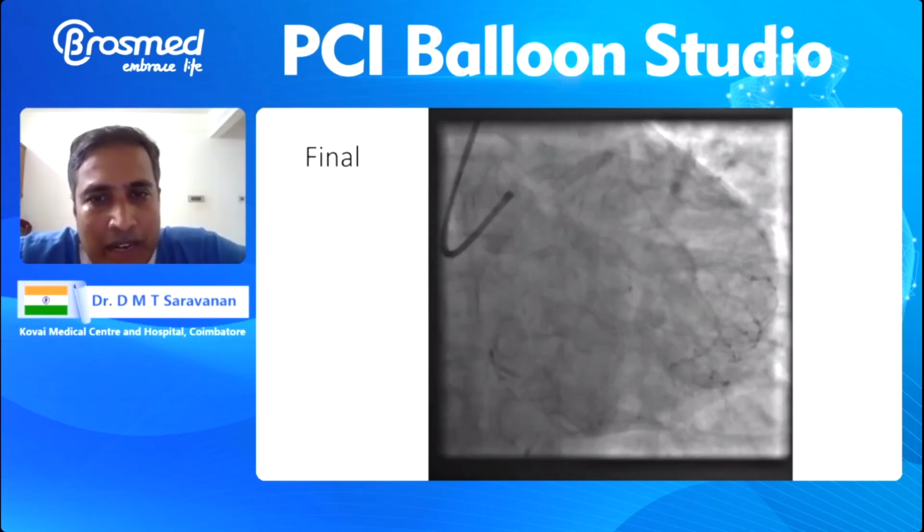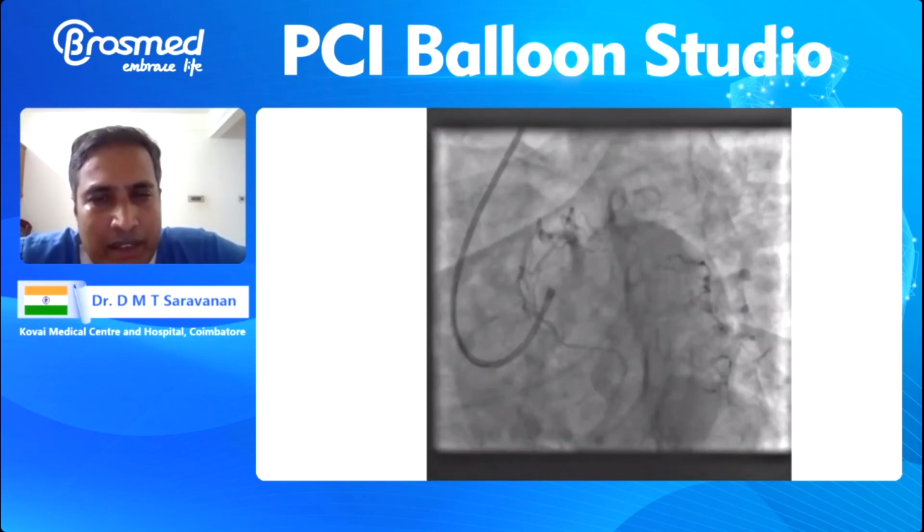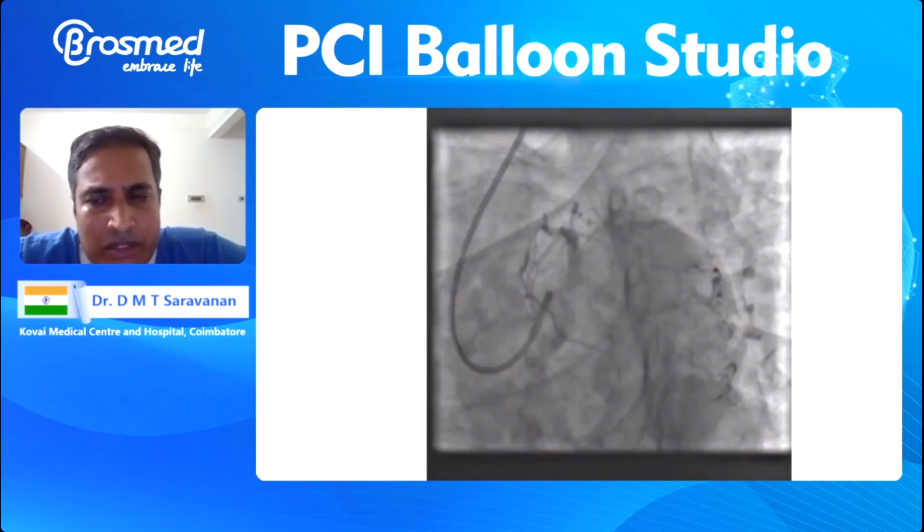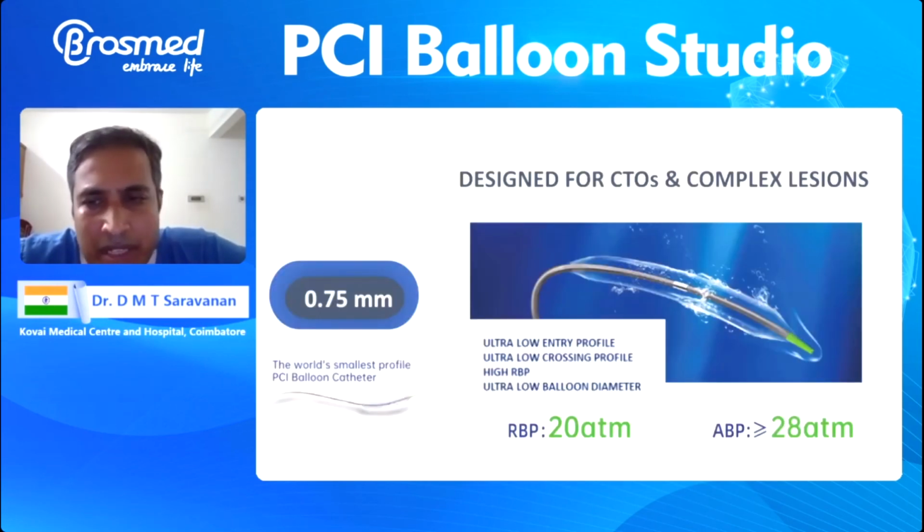So that's the final result of this. And just to brief about Alveo, it's a very nice balloon, with a very nice crossing profile, very easy to cross. That's not a problem because we've got a lot of balloon with that. But one main thing is you can go to very high pressure dilatation. Here you can go up to 28. I used up to 26. Nothing happened so far. So it's just a good balloon to have on your shelf.